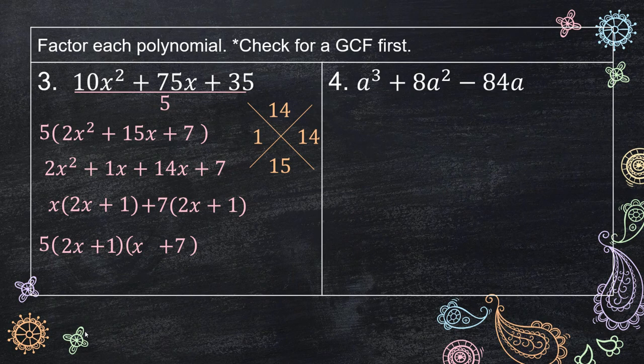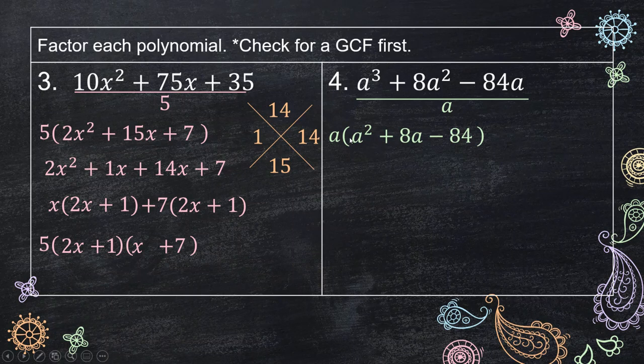Looking at number 4, notice that each term has an a in it, so we factor out an a. So now we have a quadratic trinomial. Leading coefficient is 1, so those are the ones that are easy. So I know I'm going to split up the a squared into a and a. And then I ask myself, what multiplies to negative 84 and adds to 8? And that would be 14 and negative 6.